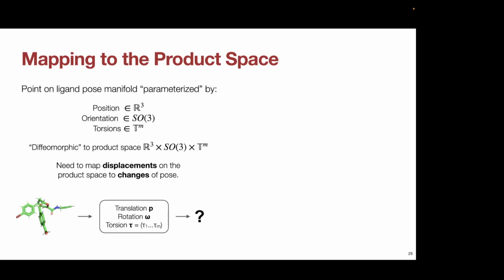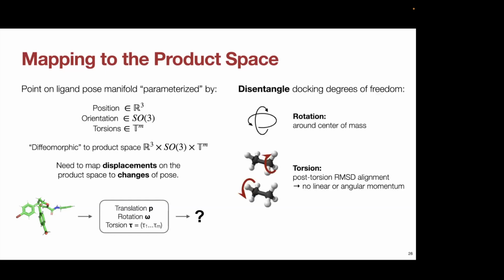Now, maybe this seems like a trivial thing to do, but it's actually not so clear. Because if you say you have a ligand pose and you apply some translation, rotation, and torsion, it's actually ambiguous what you actually mean. You need to disentangle these degrees of freedom somehow. And perhaps this need is best illustrated when you consider rotations. If I just ask you to do a rotation, I haven't told you where to rotate around, and so there is some ambiguity.